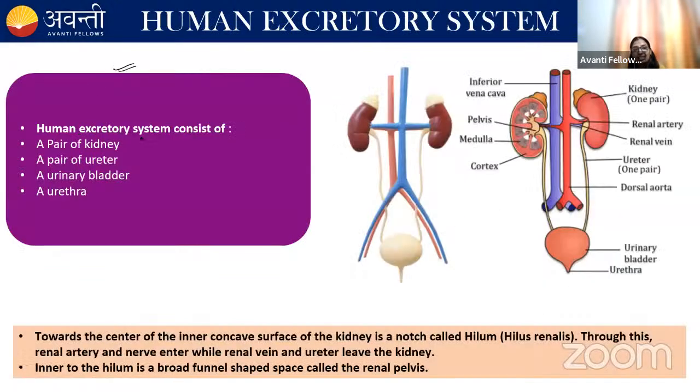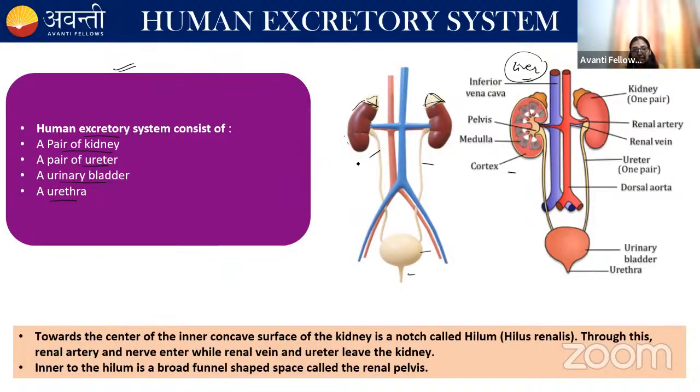Moving next is the human excretory system. It consists of 2 kidneys, 2 ureters, one urinary bladder, and 1 urethra. So you can see this kidney. On the top of the kidney, adrenal glands are present. The kidney is present in pair, so adrenal glands are also present in pair. Always remember that the right kidney is lower than the left kidney because on the top, the liver is present. And there are 2 ureters, 1 urinary bladder, and 1 urethra.